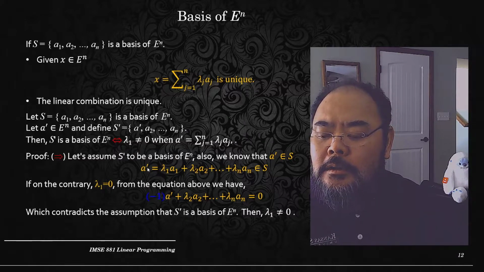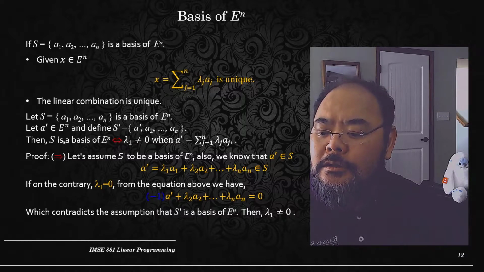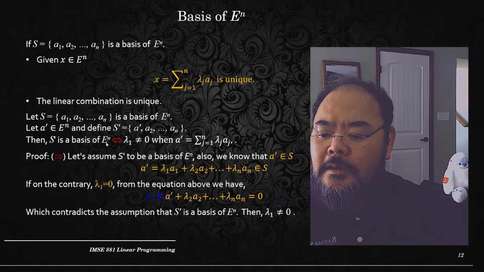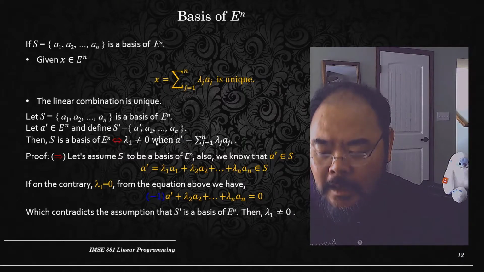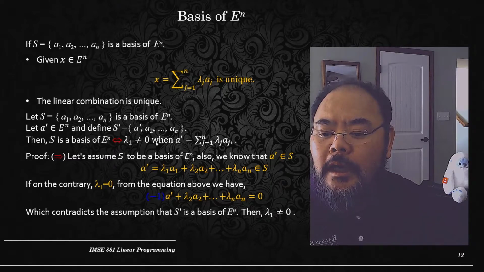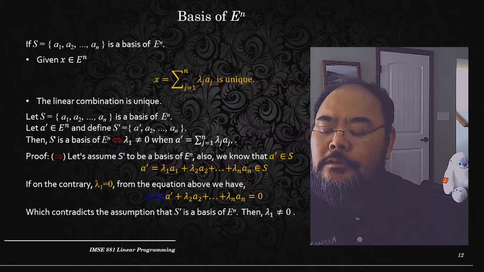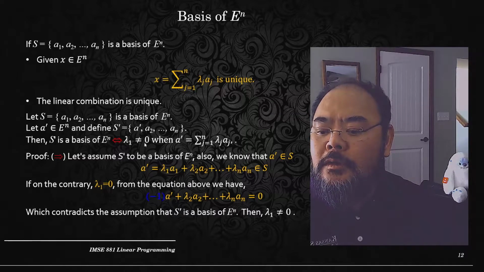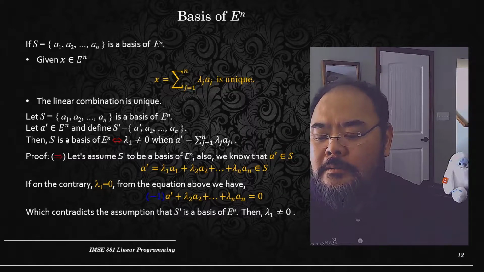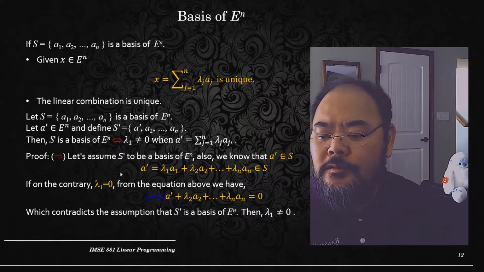Okay, so we're going to prove this using the so-called contradiction method. Initially, the statement is: if S prime is a basis of En, then lambda 1 is not equal to 0. To do a proof by contradiction, we need to go backward. We assume lambda 1 equals 0, then we prove that S prime cannot be a basis. That's the contradiction way of doing the proof.